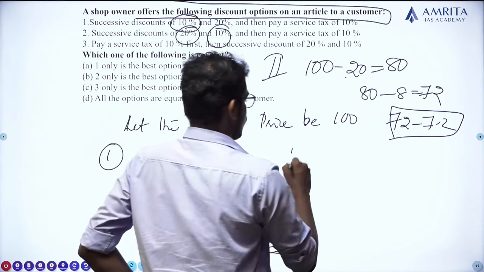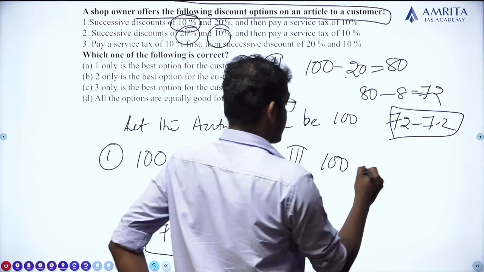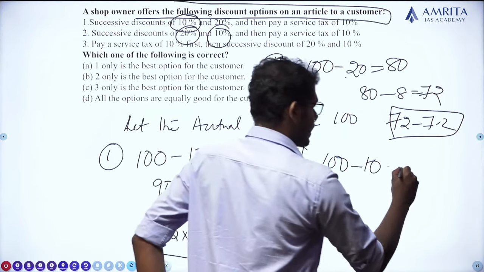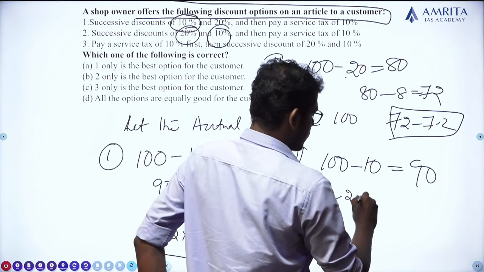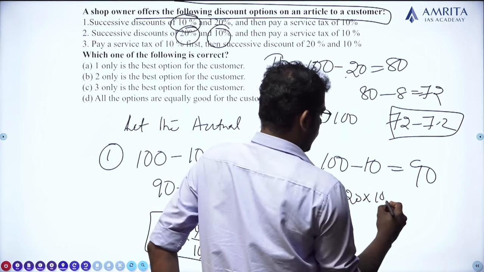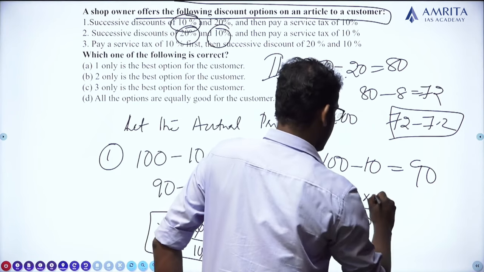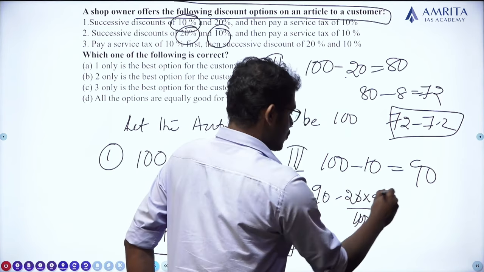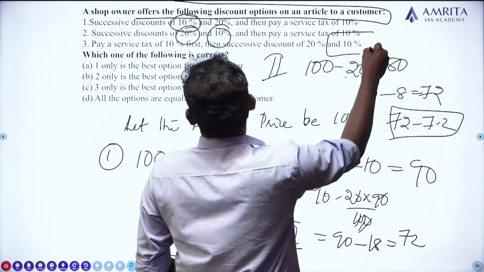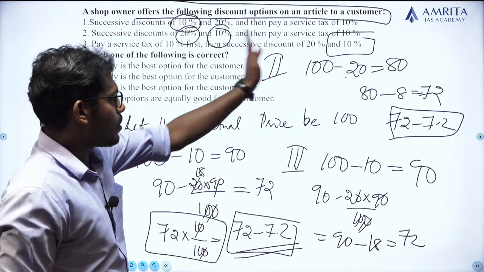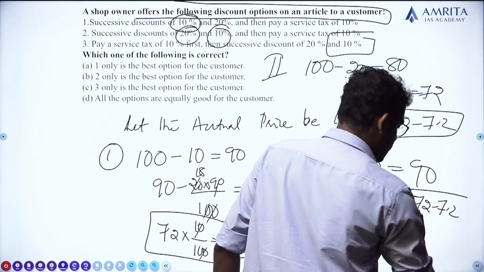Okay, fine. So now let's move on to the third one. The initial price is 100. First he pays a service tax of 10%. So definitely 100 plus 10 will be 110, right? Okay. Then he gives a discount of 20%. So 110 by 100, 20% of that is... sorry. Then the price is 72 and a discount of 10% is provided. So here also 72, then a 10% is provided. So finally the answer will be 72 plus 7.2 here also.